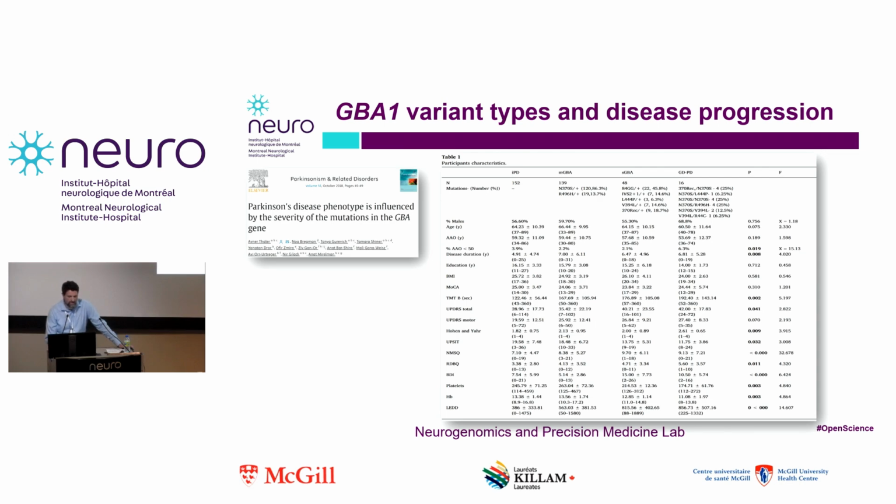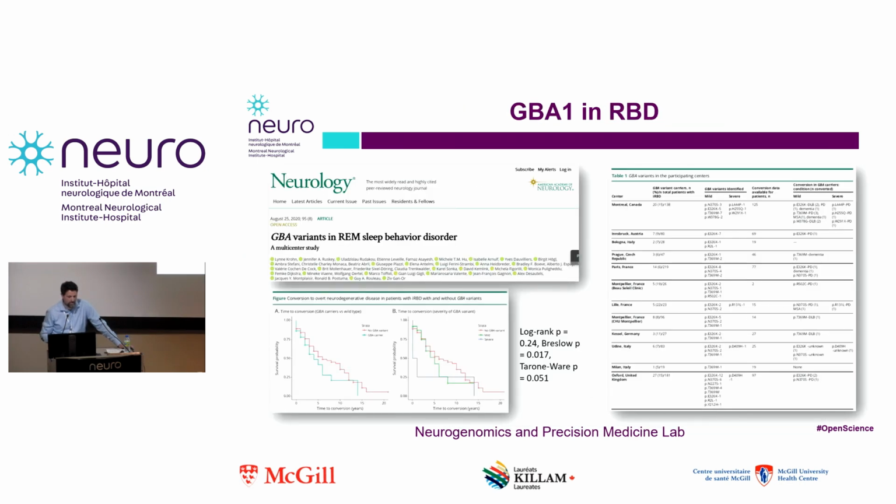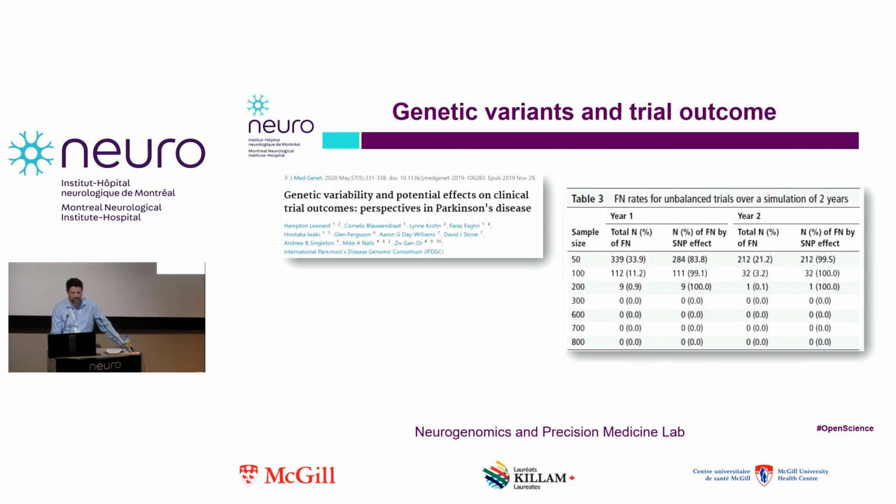So it does affect motor symptoms as well, although we don't have really good studies, longitudinal studies, on motor progression and the severity of GBA mutations. This is a slide that Ron Postuma showed, where the severity of GBA variants can also affect the conversion from RBD to either dementia or Parkinson's disease. So again, same thing. The severity is important for disease progression. So if motor symptoms, if dementia or any related measure is one of the outcomes of a trial, of course, you have to take this into account.